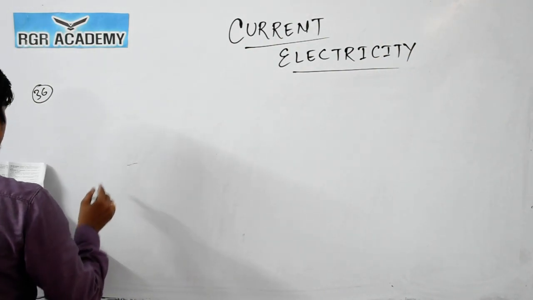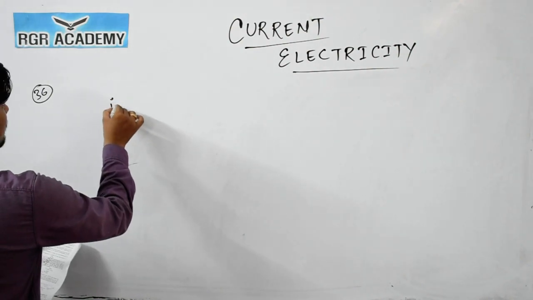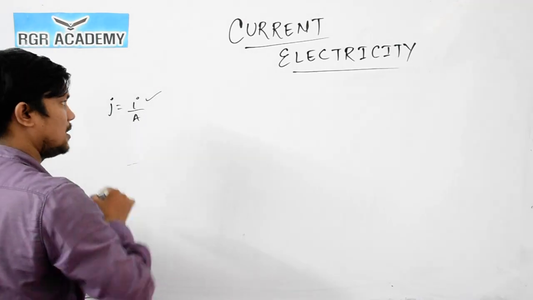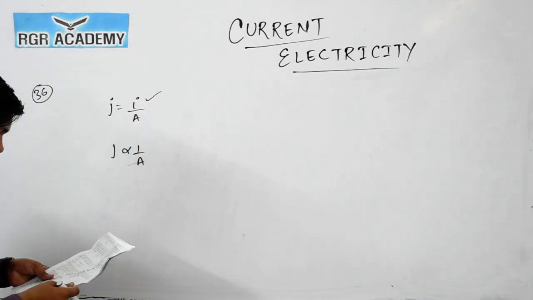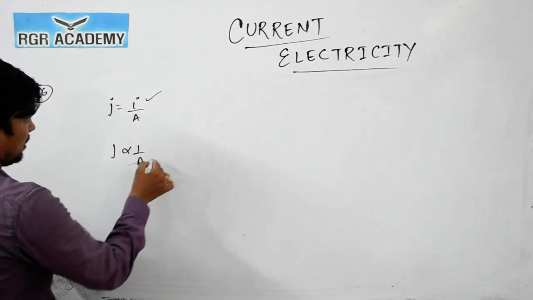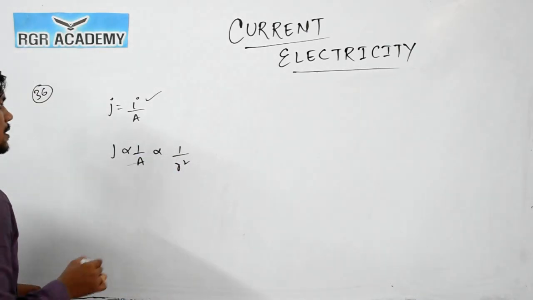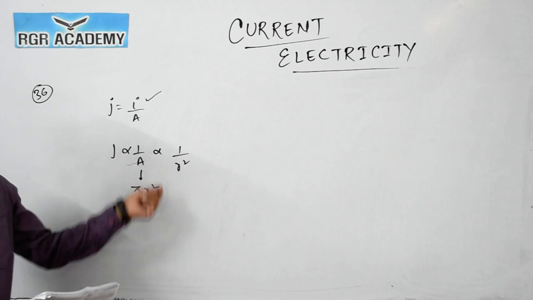One thing is clear, if the two wires are joined in series, the current will be the same. So current density is given by I by A, where I is the same for both. Then we can say that current density will be proportional to 1 by A. And we know that area is proportional to R square, given by pi R square. So we can say that J will be proportional to 1 by R square.